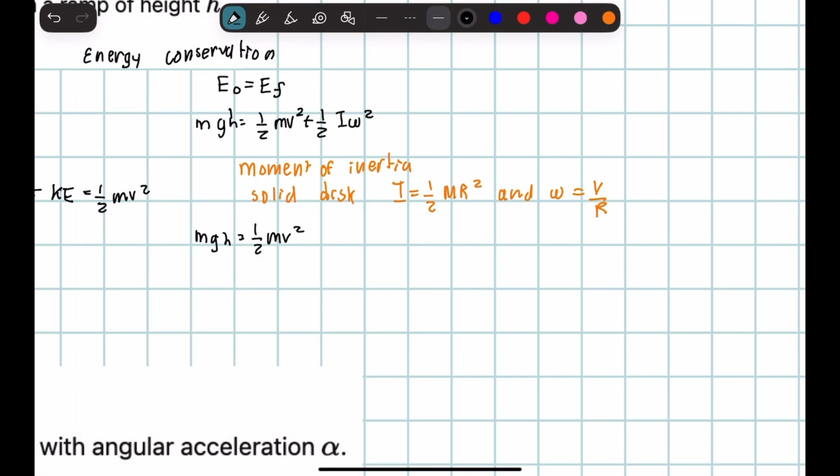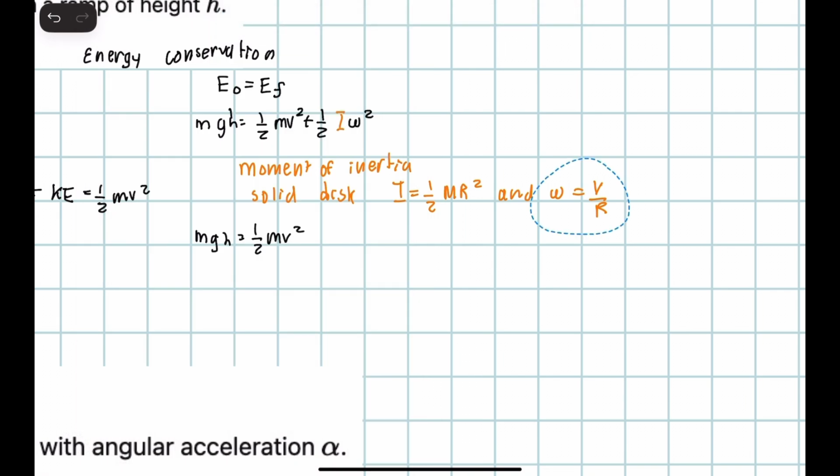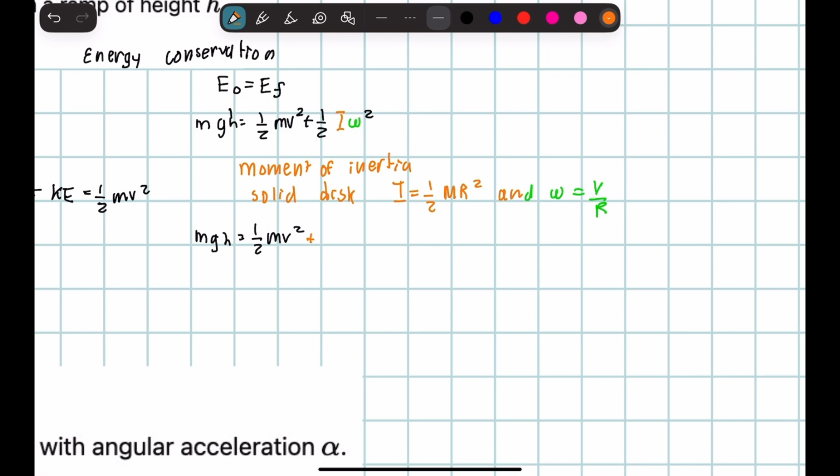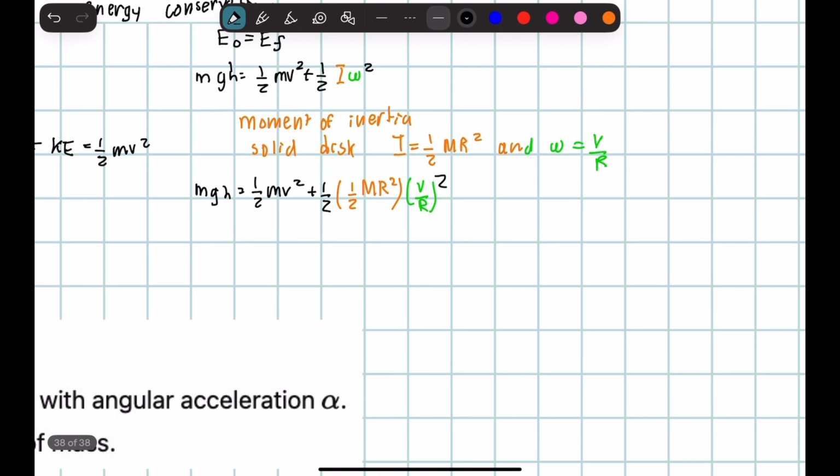Let's actually make this into an I like this, and let's make this W into this so that this looks a little bit nicer when we're plugging everything in. So we have plus 1/2. The moment of inertia was 1/2 mr squared, and then we have the W was just V over R, and then this is squared as well. Now just doing some simple algebra, this will simplify down to mgh is equal to 3/4 v squared.